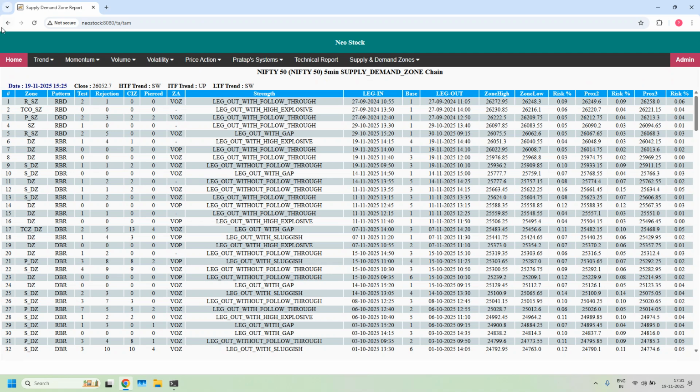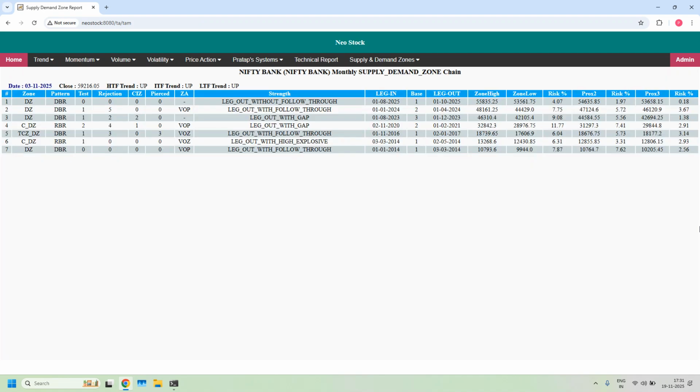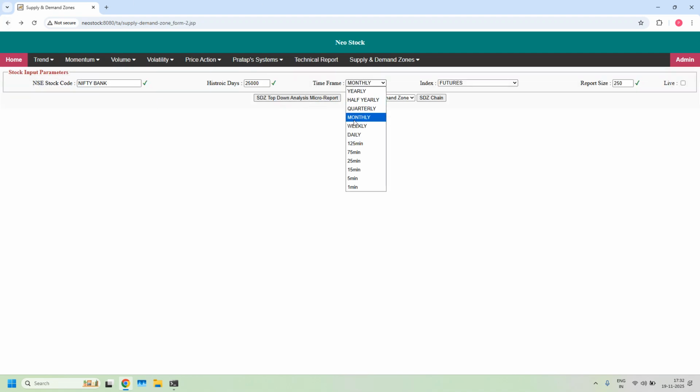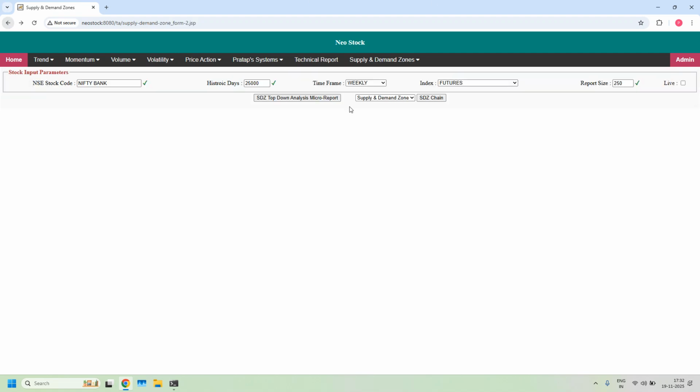Next I will generate Bank Nifty supply demand zone chain. Nifty Bank is nothing but Bank Nifty. Generating monthly supply demand zone chain for Bank Nifty. Next, generating a weekly supply demand zone chain for Bank Nifty. Next, generating daily supply demand zone chain for Bank Nifty.